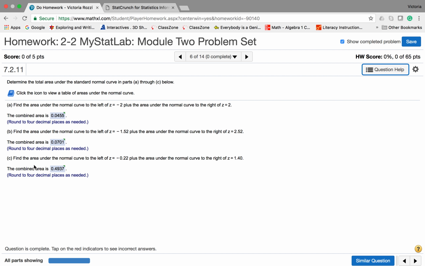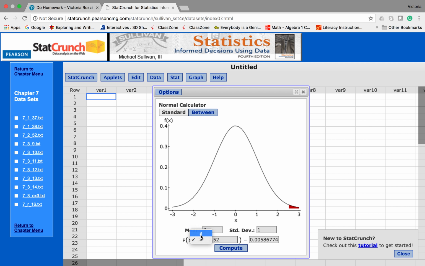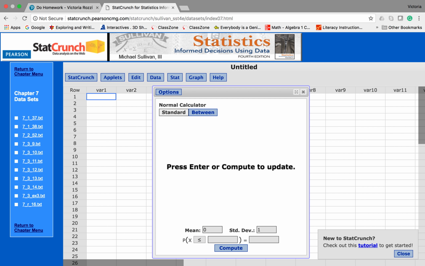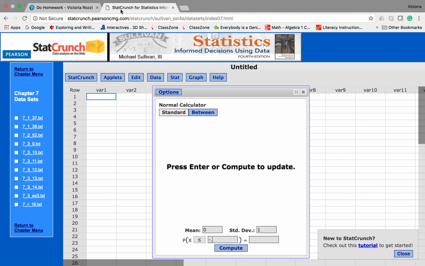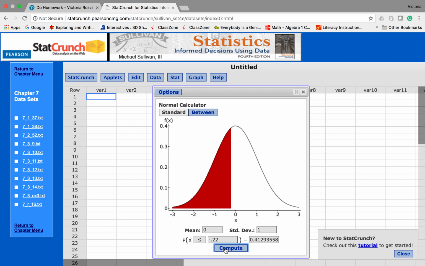Now next, I have to find the area under the normal curve to the left of z equals -0.22 plus the area under the normal curve to the right of z equals 1.4. Again, I am going to have to find both because they're not giving me the same number. First, to the left of -0.22, we'll go less than. So negative, what was it again, 0.22? Yes, 0.22. And click compute. And I'm getting 0.41293558.